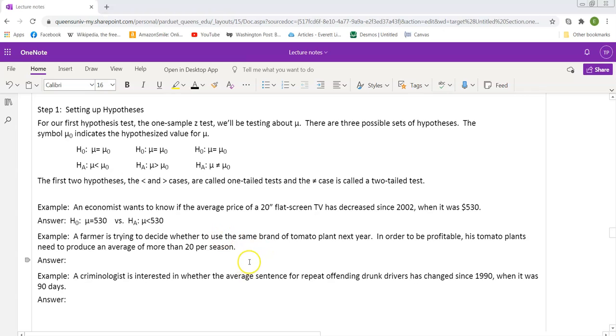So let's look at the second one now. So on this one, we're looking to test whether the tomato plants are producing more than 20 tomatoes per season. So this means this is going to be our alternative hypothesis, whether mu, the population mean, is more than 20.